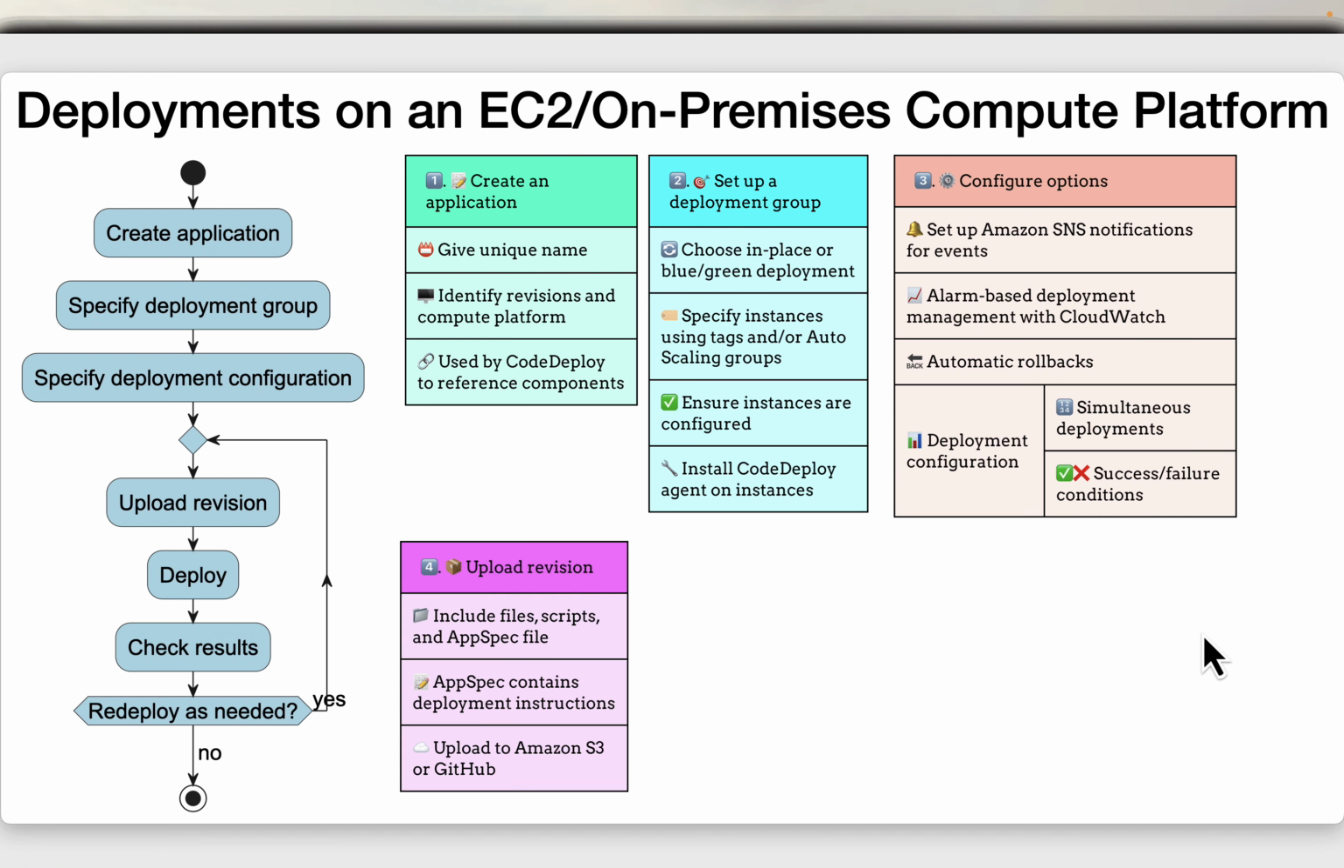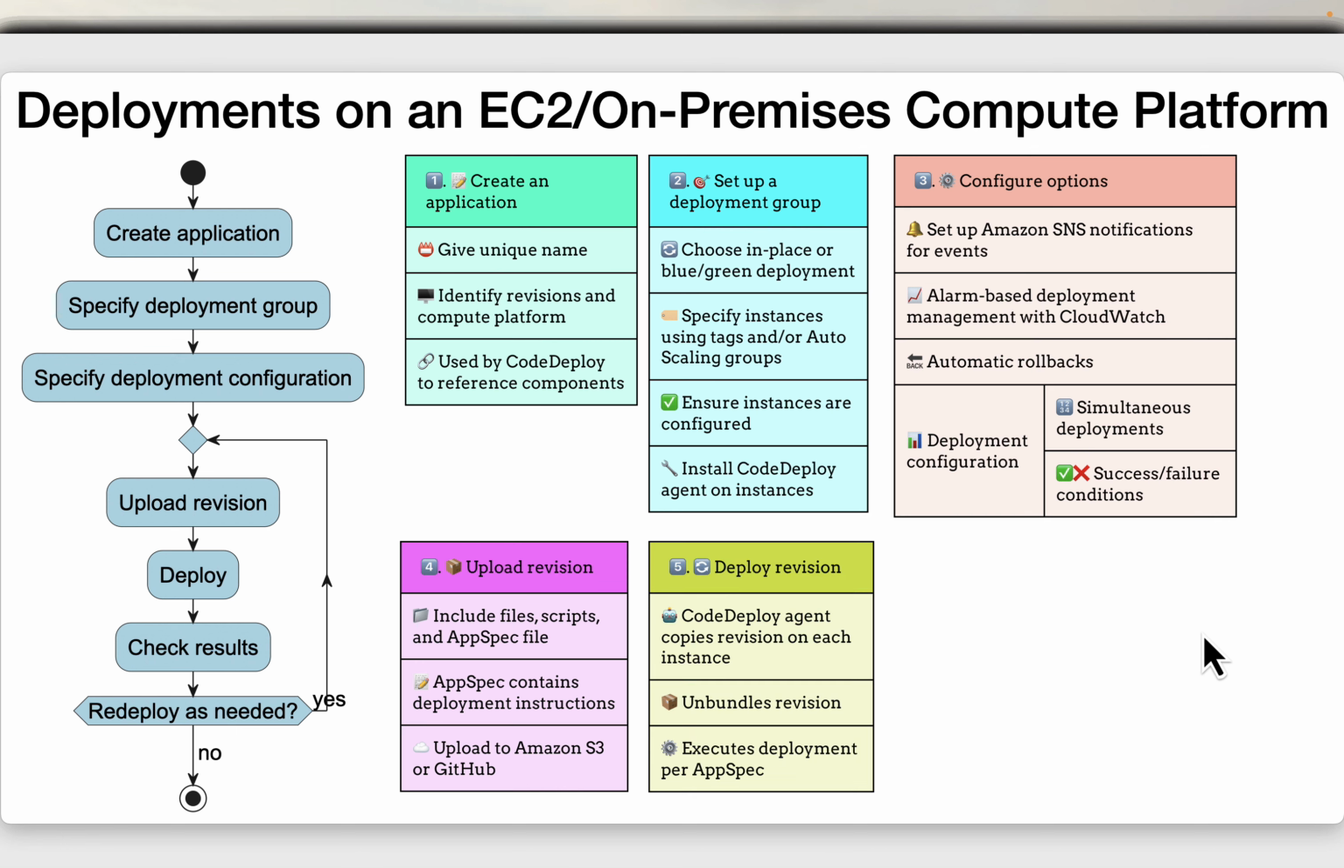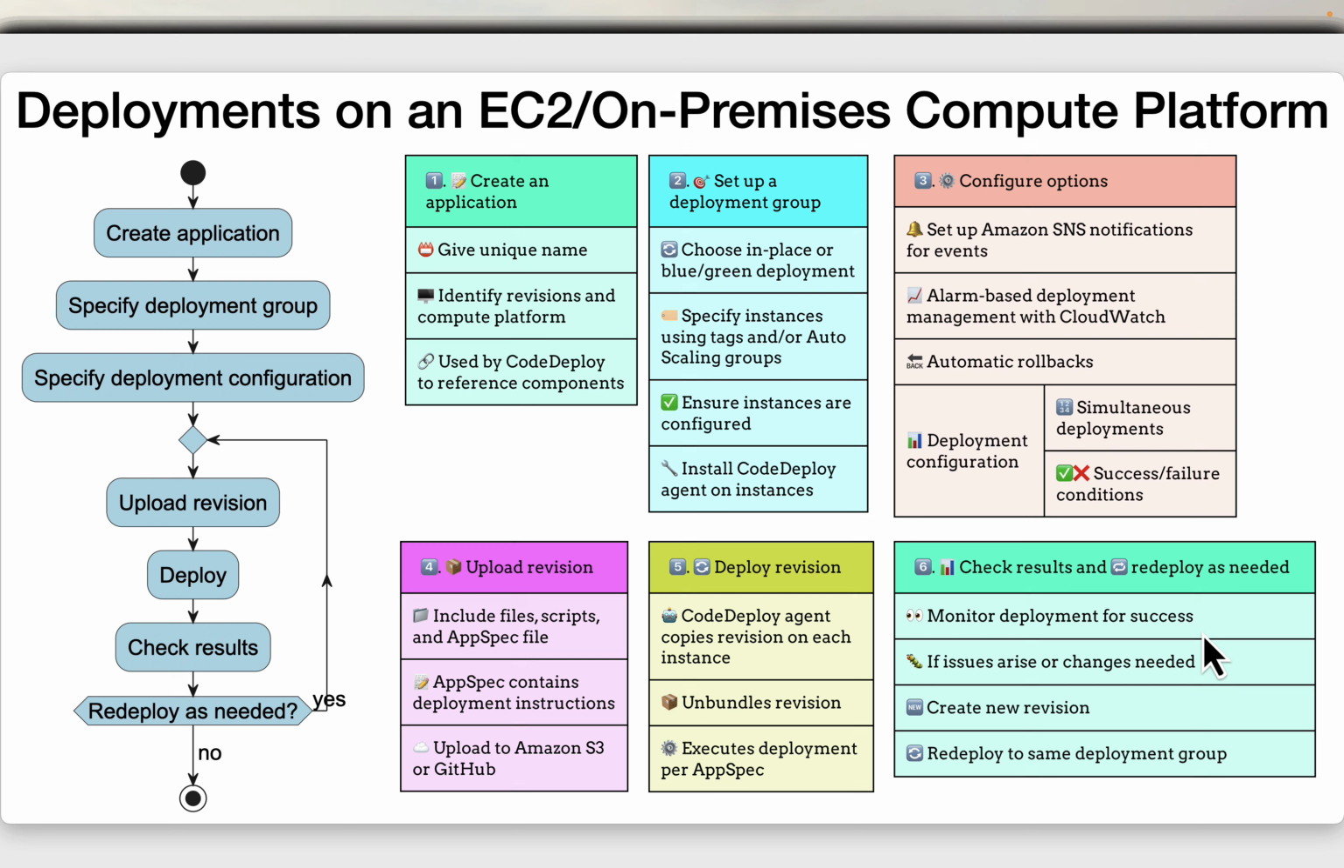Then you upload a revision. You include files, scripts, and an appspec file. In CodeDeploy, the YAML file is known as appspec.yaml. This file with deployment instructions is uploaded to Amazon S3, GitHub, or CodeCommit. Then you deploy the revision. The CodeDeploy agent on each instance copies the revision, unbundles it, and executes the deployment as per the app specification file, which is appspec.yaml. Then you check results and redeploy as needed. Monitor the deployment for success. If issues arise or changes are needed, create a new revision and redeploy to the same deployment group.